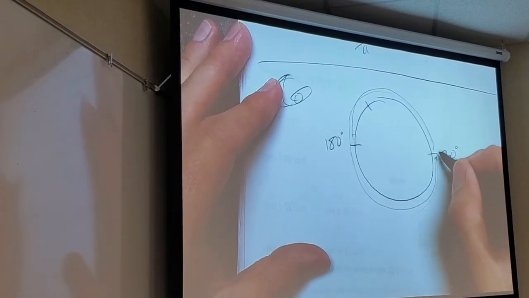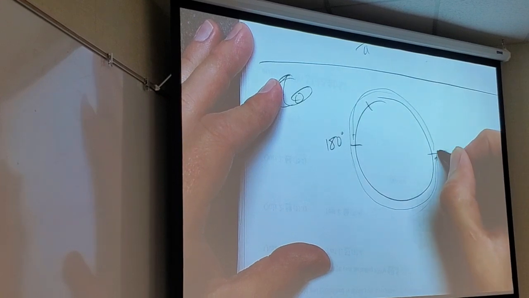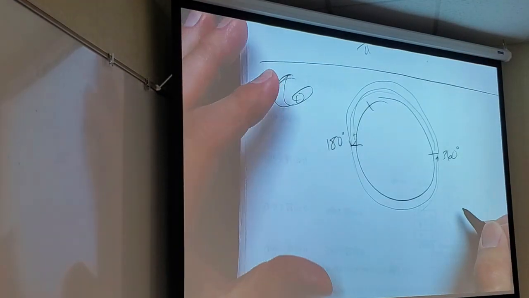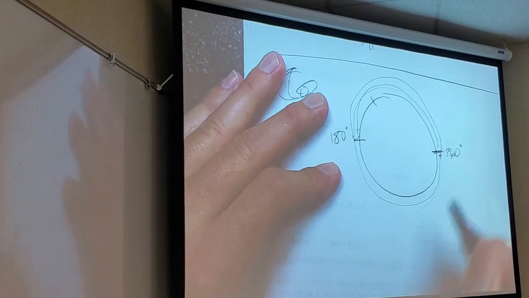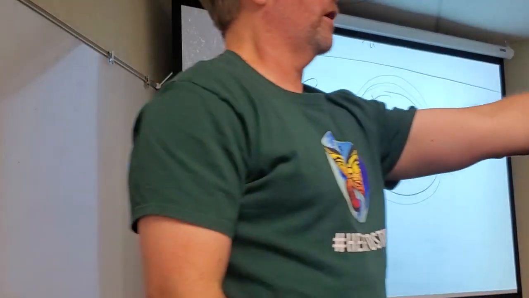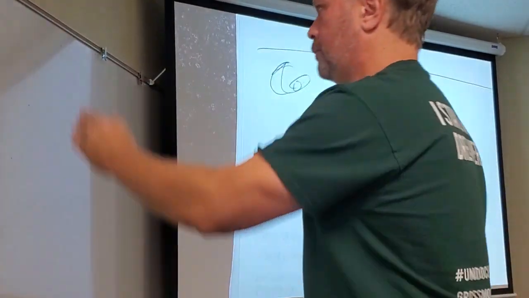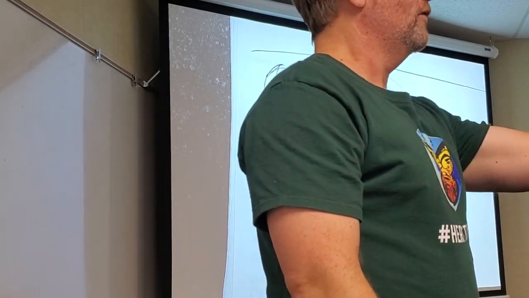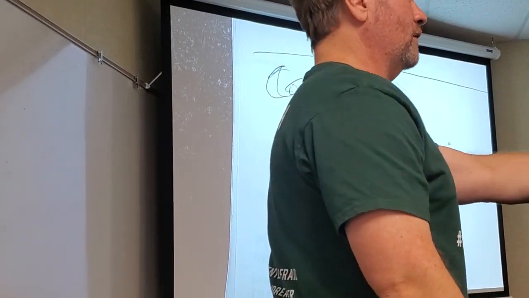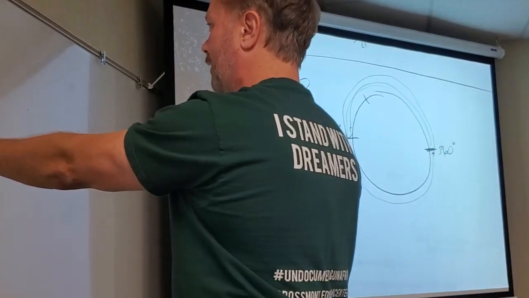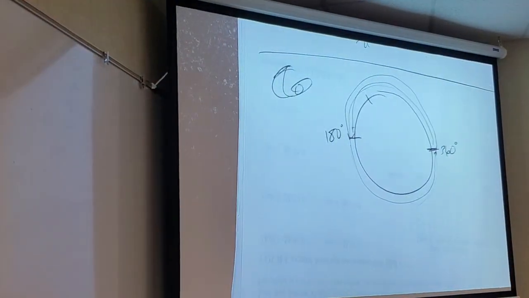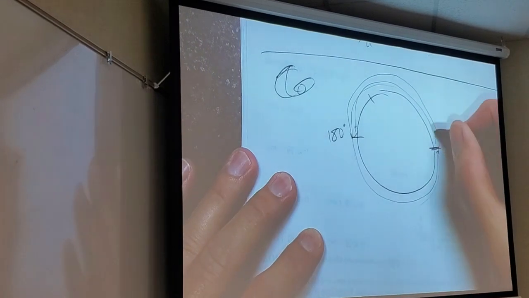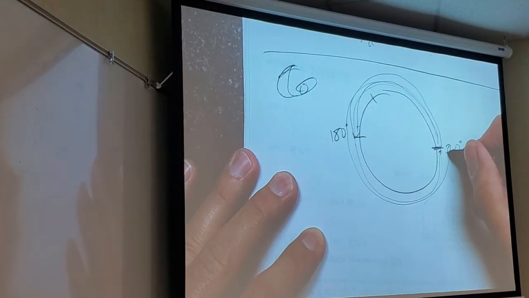So real quick, if I start here, 0, right? And I go, that's 180. That's 360. If I go, now it's 361. Now it's 362, right? So if I go, how far have I gone now? 270. So this is 360.